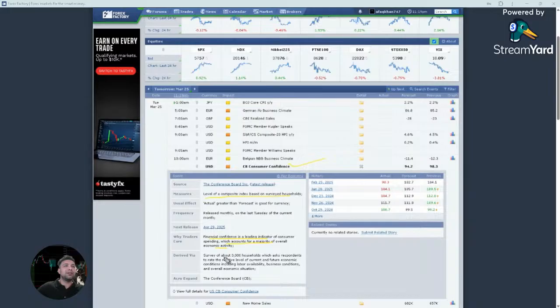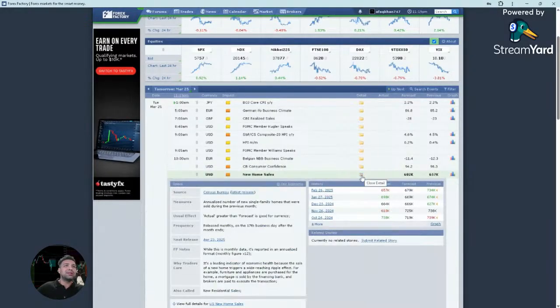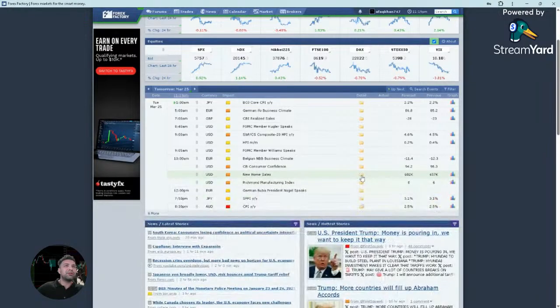It is a survey of 3,000 households which asks the respondents to rate the relative level of the current and future economic conditions, including labor availability, business conditions and the overall economic situation right here. So it makes sense, really important. New home sales is an annualized number of new single family homes that were sold during the previous month.